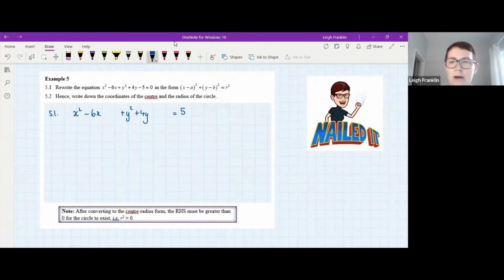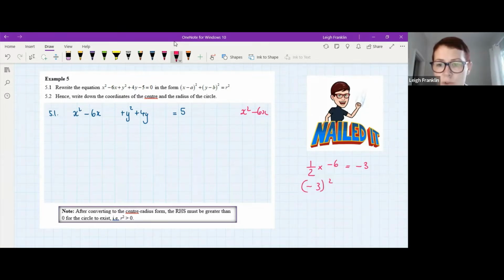Okay. Now I want to complete the square. So if you have been given something like x squared minus 6x, and they want you to complete the square, what you are doing is taking half of the coefficient of x. So in this case, -6. That gives us -3. And we've got to take that number and square it. We get 9. So what I'm going to do, Matrix, is add 9 to the left-hand side so that x squared minus 6x plus 9 is a perfect square trinomial.